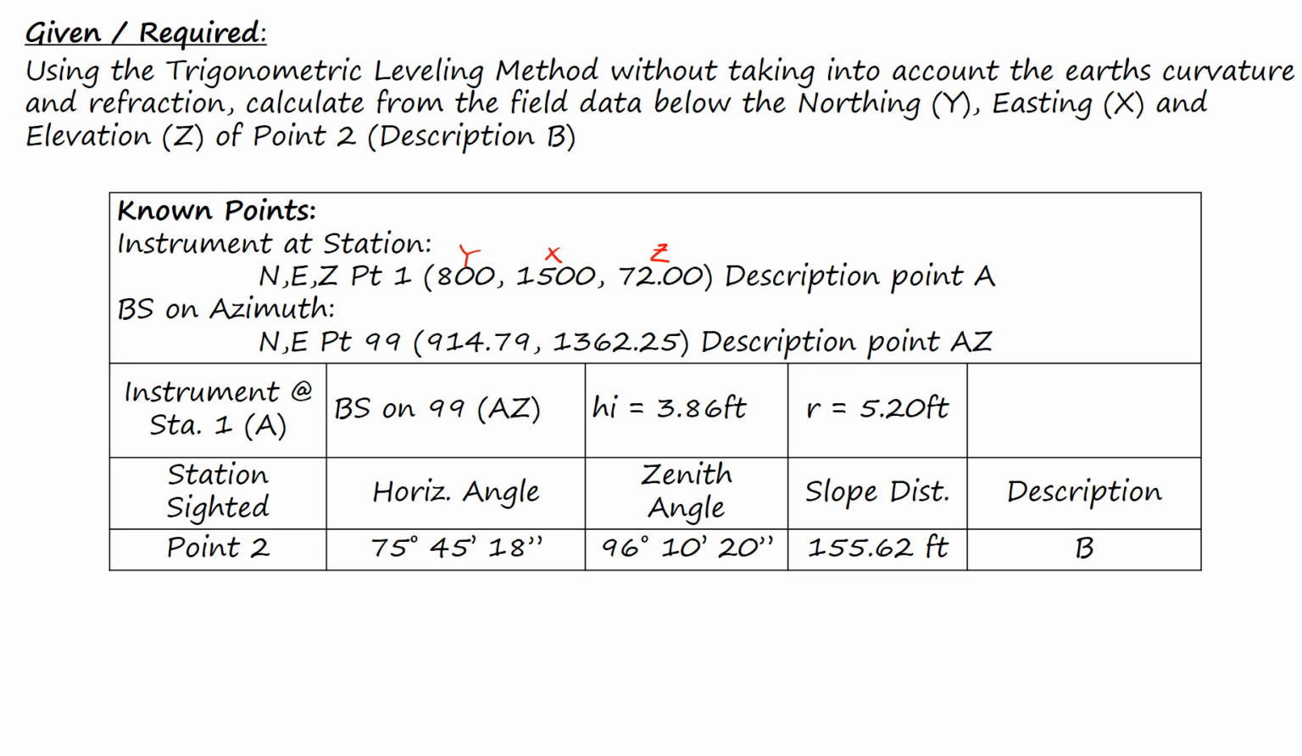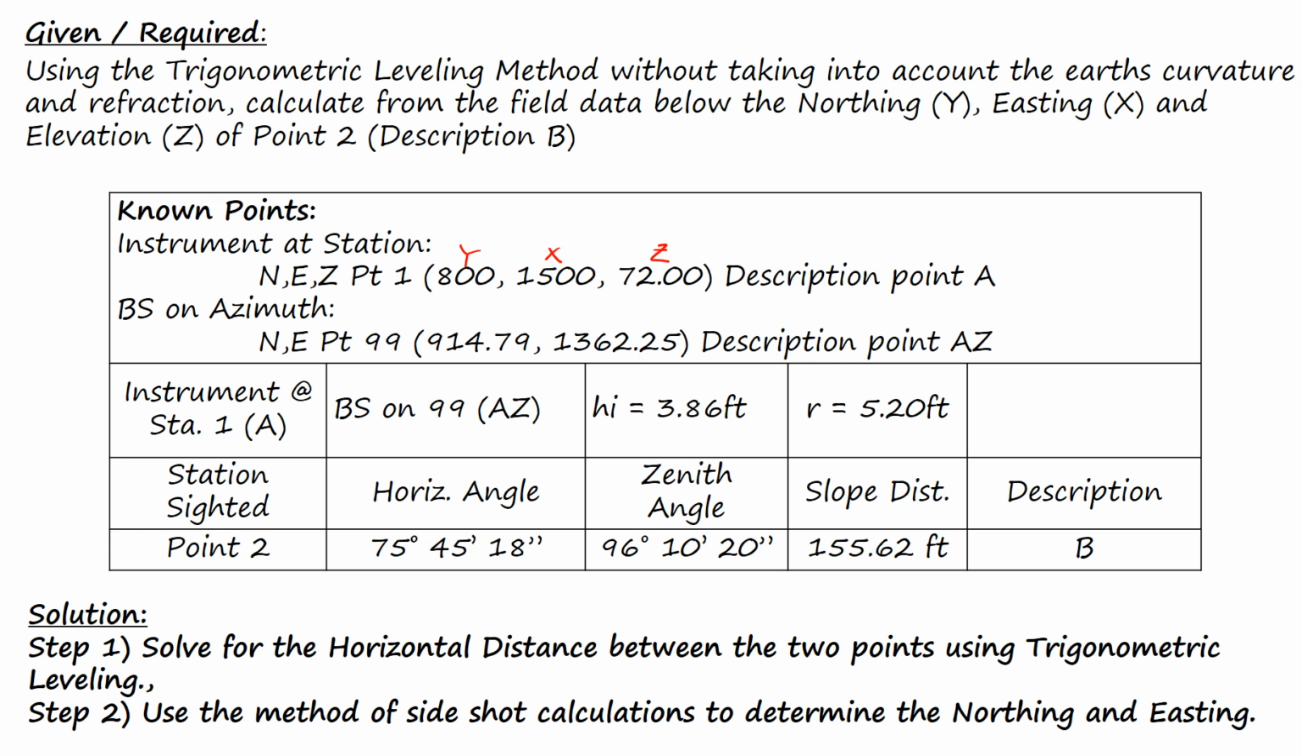Now, the instrument, when it's at point A, we backsight the azimuth point, and we sight to point 2. When we sight to point 2, the horizontal angle is 75 degrees, 45 minutes, and 18 seconds. The instrument height is 3.86 and the rod height is 5.22 feet. The zenith angle is 96 degrees, 10 minutes, and 20 seconds, and the slope distance is 155.62.